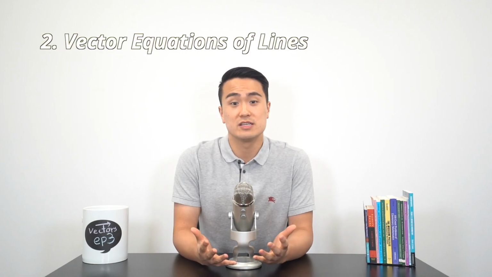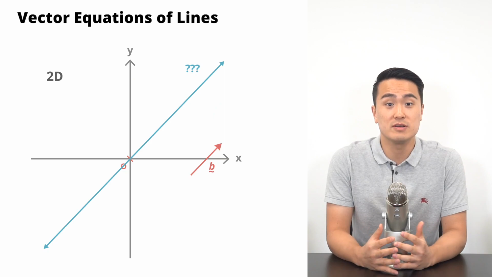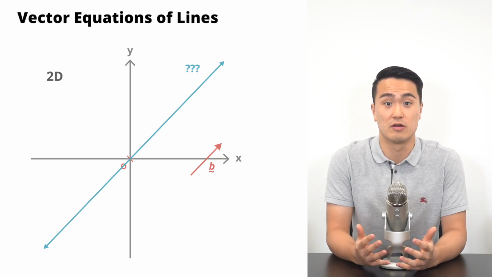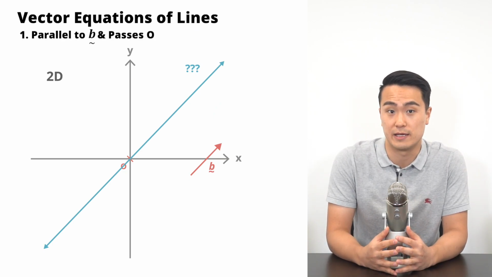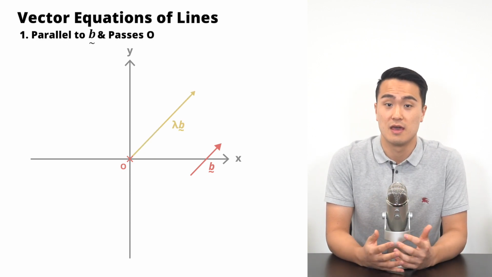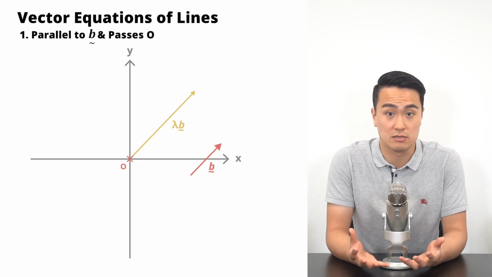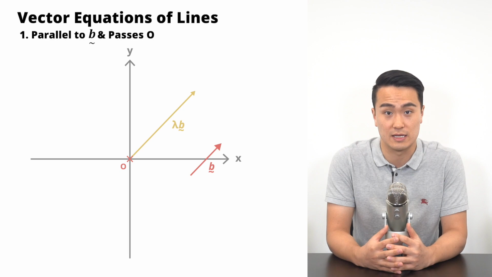Now, what if we want to express equations of lines but with vectors? Say we want to find the equation of a line through the origin and parallel to vector B. The position vector B already starts from the origin. Then, a scalar multiplication of vector B will just be in the same direction but a different length to B.